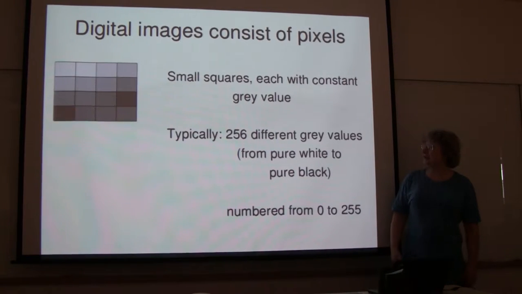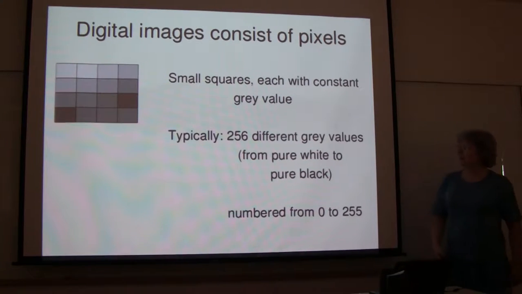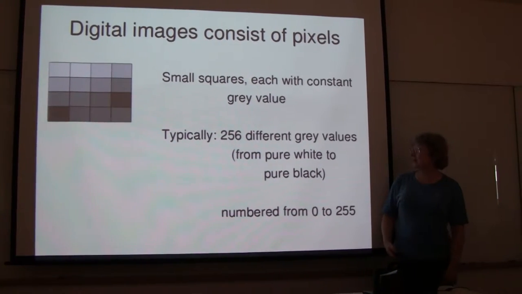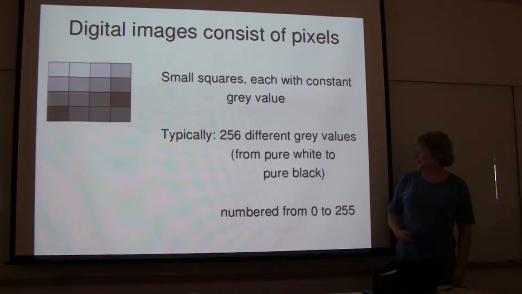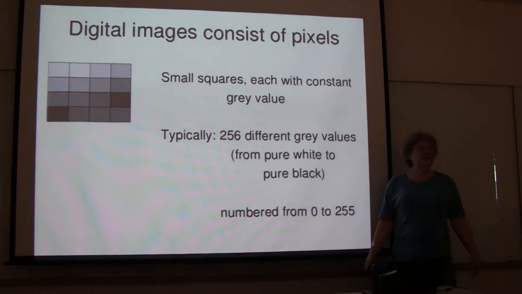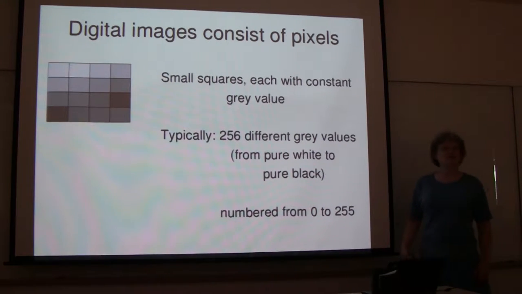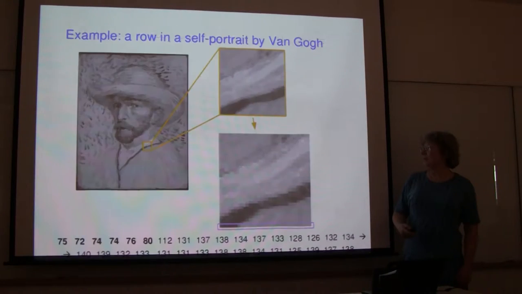Okay, so images consist of pixels. Typically, in 8-bit images there are 256 different gray values, numbered from 0 for all black to 255 for all white. Most of what I'm going to talk about, of course, applies to color images, where you would have the same thing in the three channels: red, green, and blue. Color compression is a bit more complex than just black and white, but we'll stick to black and white for most of what we're going to do.